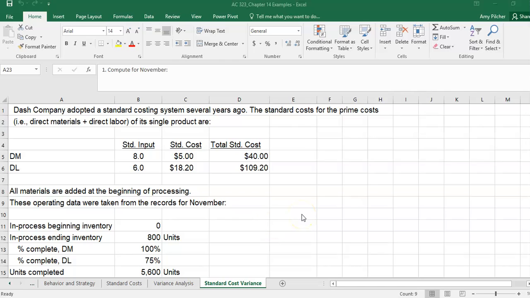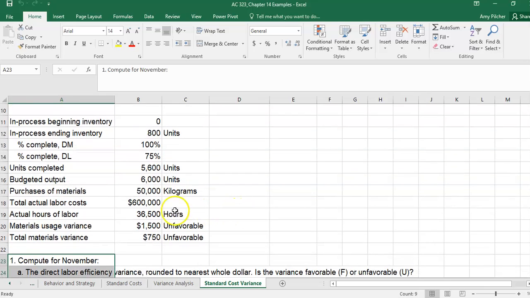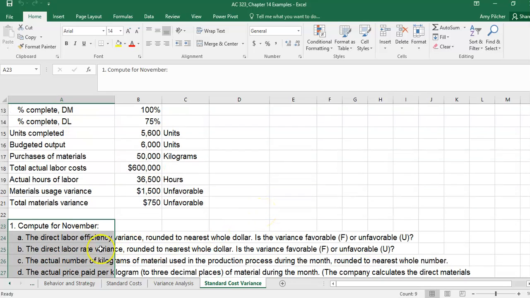This last example from chapter 14, we're going to look at direct labor and direct materials variances for this production company. So we have information on the standard input, standard costs for direct materials and direct labor. We also have some information on the actual labor and costs, and we're going to look at the efficiency and rate variances.